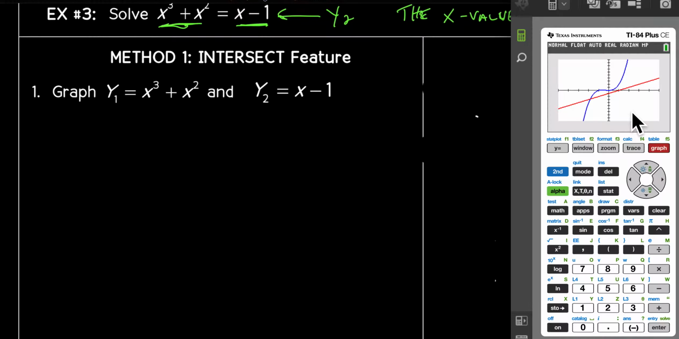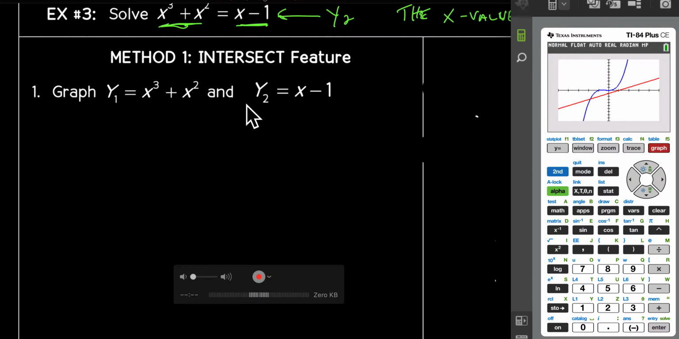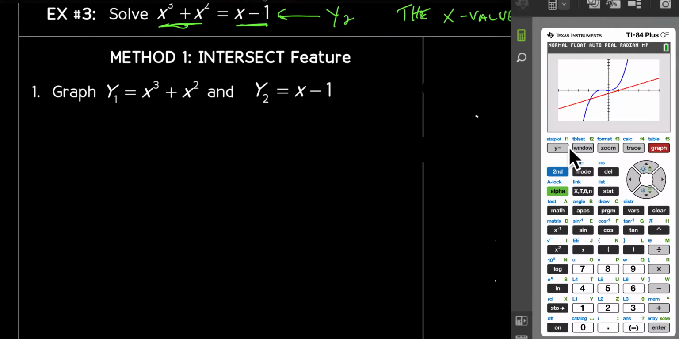And so I want to find where they intersect. That's going to be the x's that make this equation true, our real solutions, okay? So if I want to find that intersect, that's going to be on our calculate menu again. So I hit second, calculate, and I do intersect, number 5.